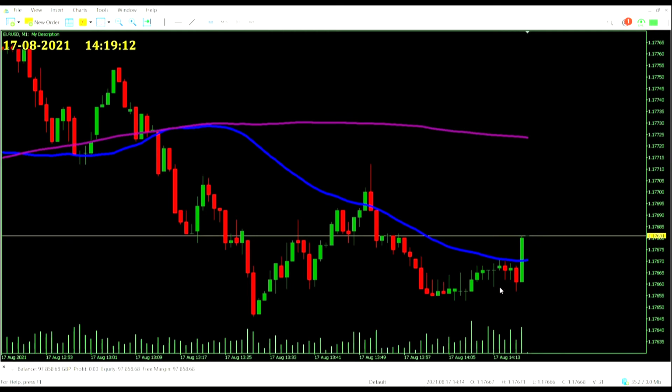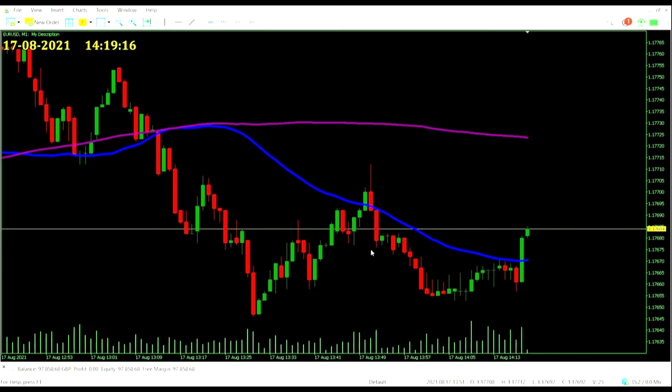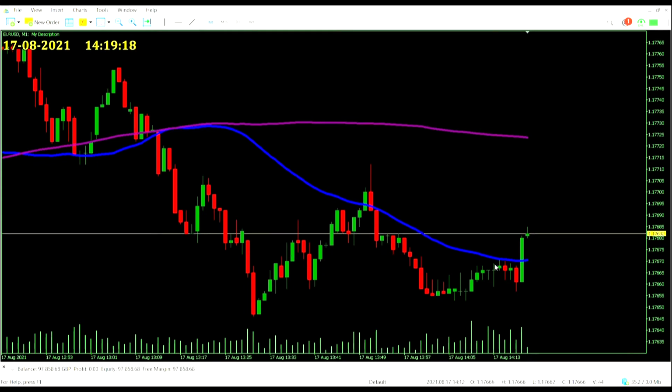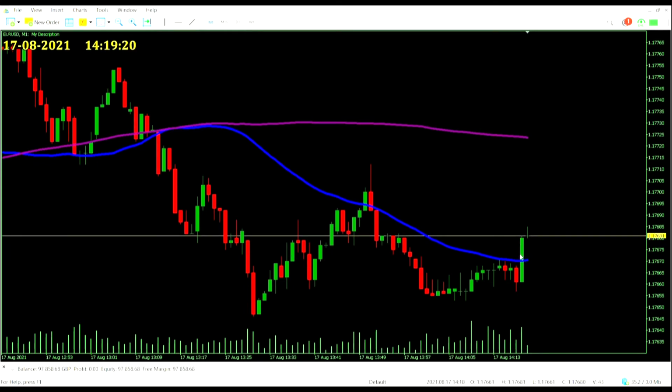Price with a bit of a bump for the first time in a while there. Not really been doing much at all this last 30, 40 minutes or so since we were in the trade. Hopefully that boost there is a sign of things to come, as the 50 and 200 at the moment are still quite a way apart.